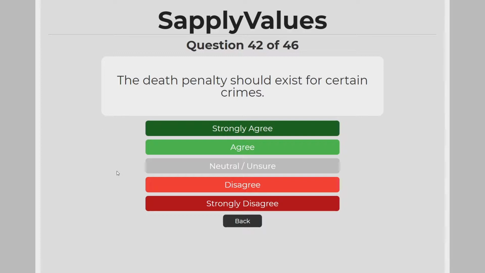The death penalty should exist for certain crimes. Strongly agree. I am a fan of rehabilitation, but at the same time, there are a lot of people out there that can't be rehabilitated into society. We could keep them in prison, but I think the death penalty itself should be overhauled to where we don't spend $1 million killing someone with an injection. We just put a bullet in the back of their head. Some of these people really deserve it, especially serial child rapists that you can't rehabilitate. Put a bullet in the back of their head.